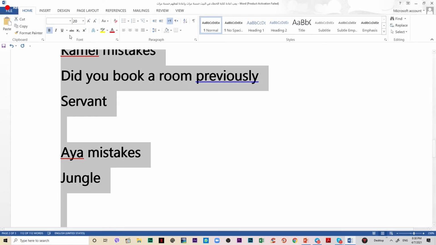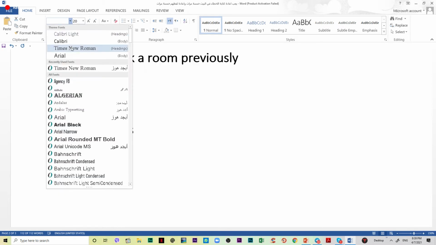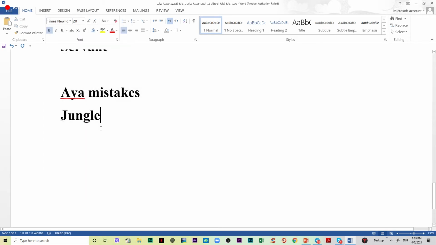Here is your key. Registration book. Here is your key card. You are in room number 13. It is on the 14th floor. You will have a great view of the jungle from there.